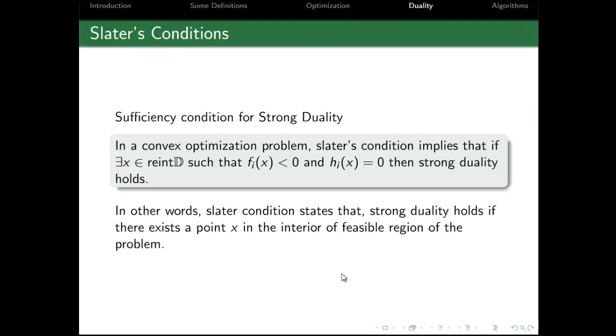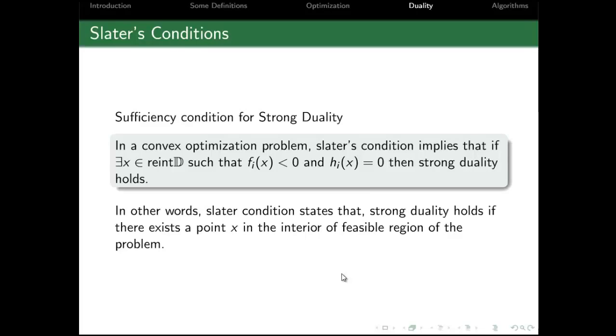Now let us look at sufficiency conditions for strong duality. So we look at Slater's condition, which gives us conditions for a convex optimization problem to be strongly dual. Slater's condition states that for a convex optimization problem, if there exists an x belonging to the relative interior of the domain such that f i of x is less than 0 and h of x is equal to 0, then strong duality holds.